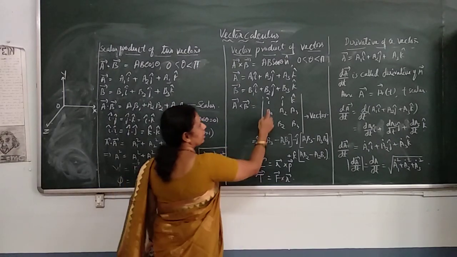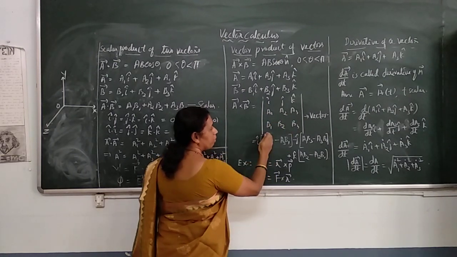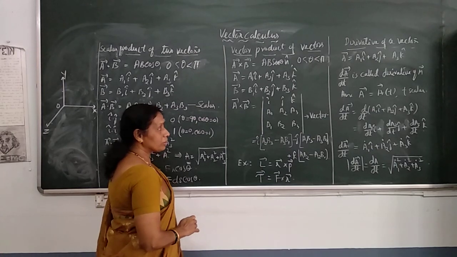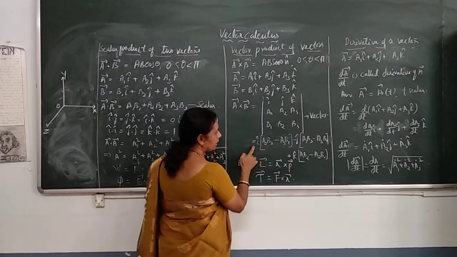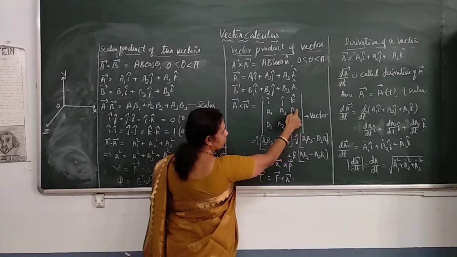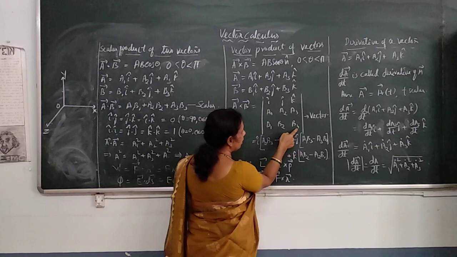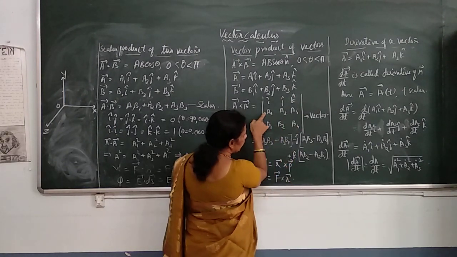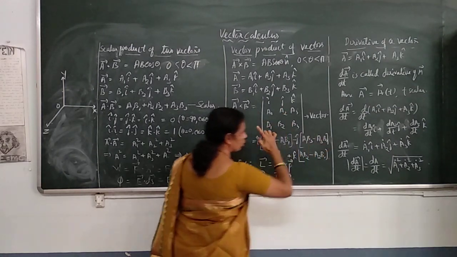Here i, j, k are taken in one row, A1, A2, A3 in the next row, B1, B2, B3 in the next row. Then you know the method of taking this product. First row, first column eliminated: i cap (A2 B3 minus A3 B2) minus j cap (A1 B3 minus A3 B1) plus k cap (A1 B2 minus A2 B1). And this is the cross product of two vectors.